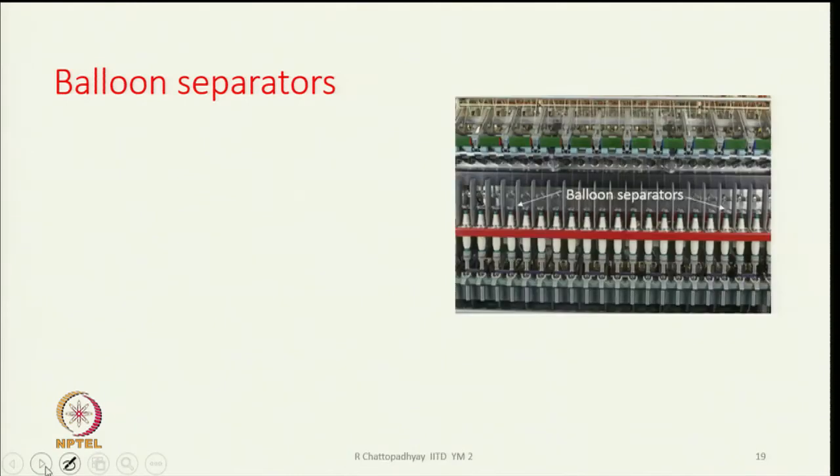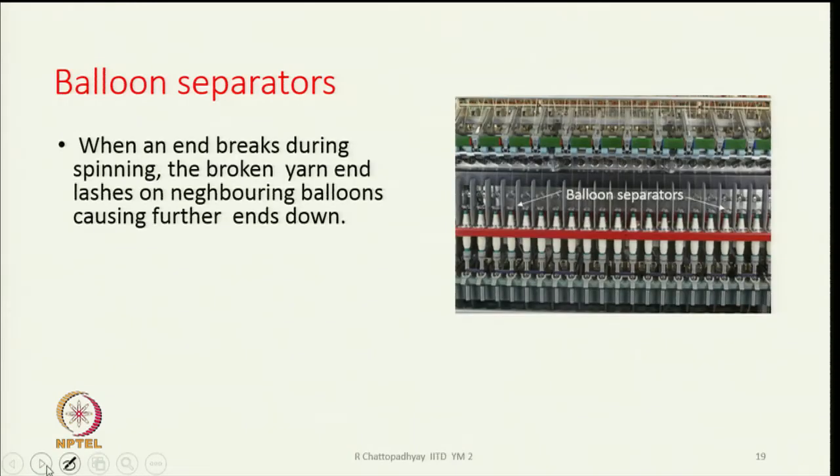Now, another thing which we have is balloon separators. Here the balloon separators are shown in this diagram. These are the balloon separators. This is nothing but a simple small plate which we keep between two spindles as shown here.